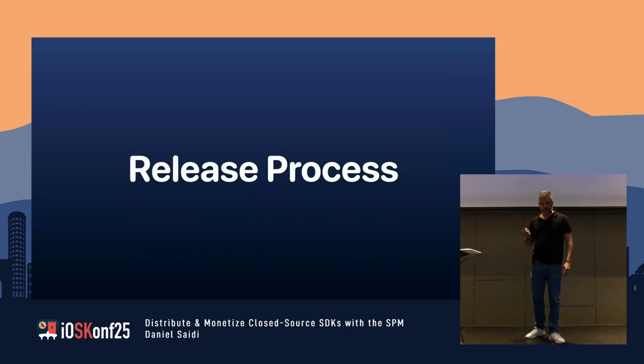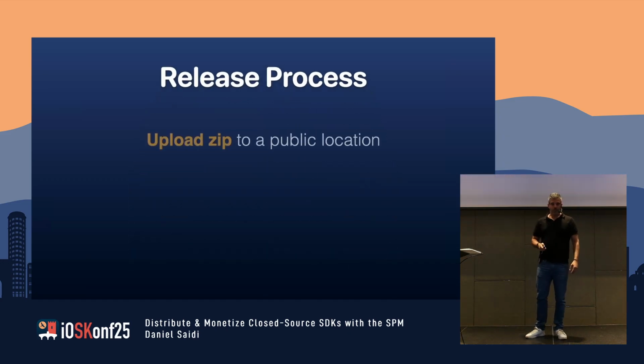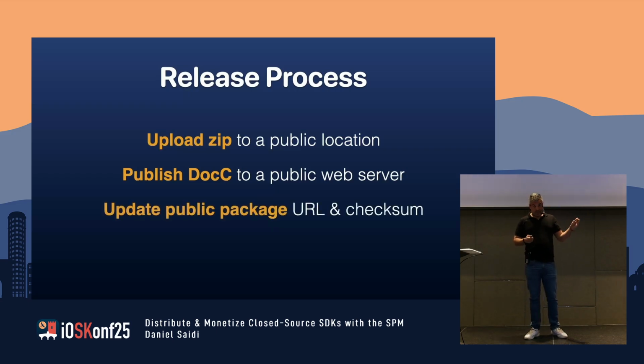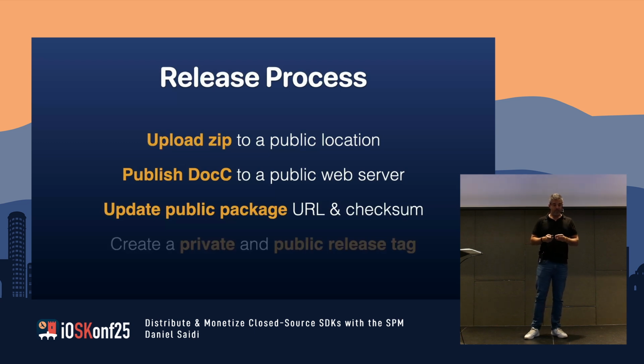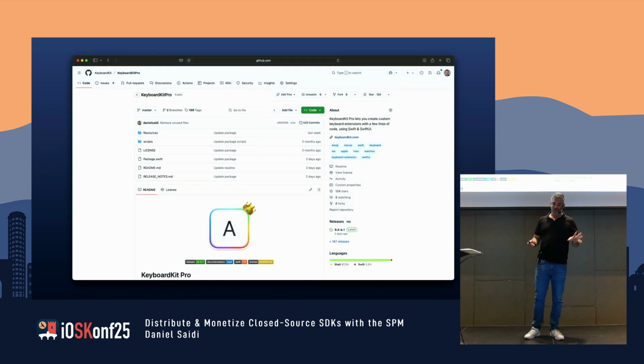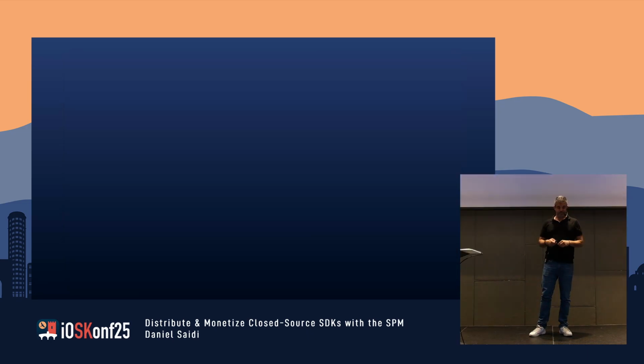So how do we release this? Well, first of all, we need to upload the zip to a public location. We need to publish docc to a public web server. So I use GitHub for both of these. GitHub Pages is great for hosting documentation, and GitHub release tags are great for hosting static big files. Then we need to update the package file that we saw with the new URL and checksum, and then create release tags, and then we're going to be done. So eventually, we're going to end up with this nice repository, which contains no source code.